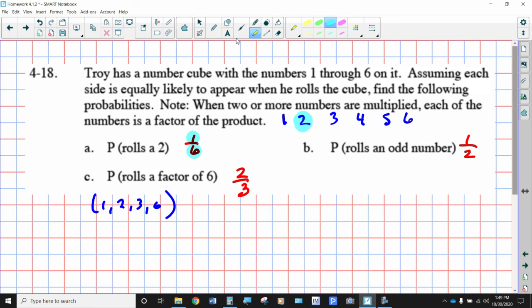Rolling an odd number, well, how many odd numbers are there? There's the 1, there's the 3, stop it.